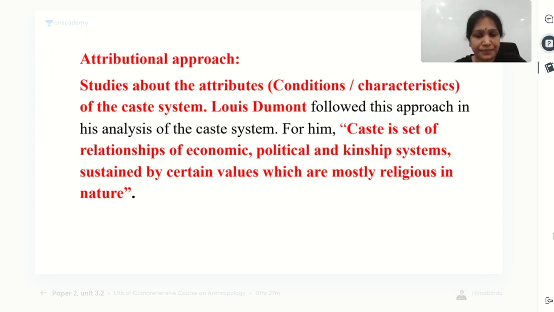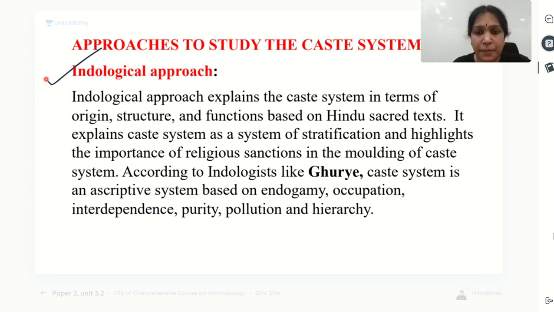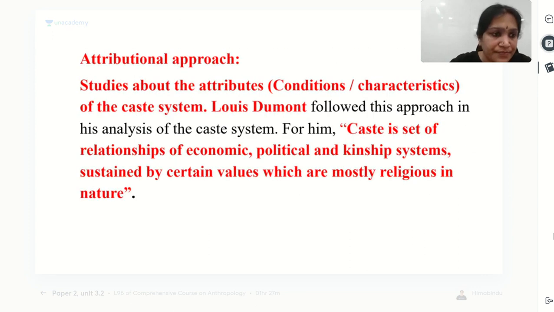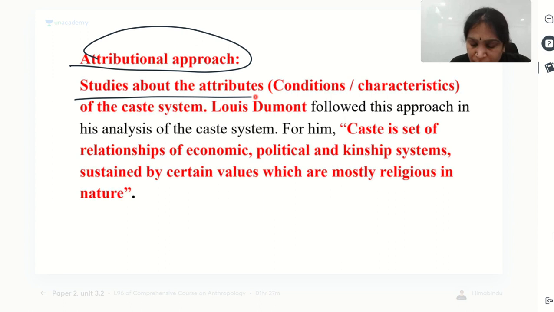Okay, fine. So we are discussing that question, plus we are also discussing this topic, approaches to study caste system. In this, there are 3 approaches. So right now I am discussing this attributional approach. Attributional approach studies about attributes of caste system. Simple.